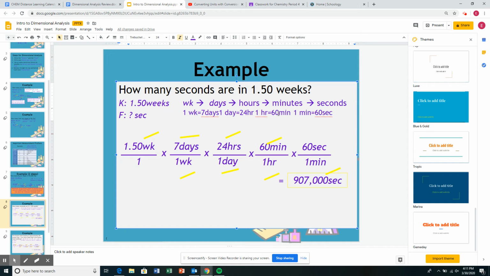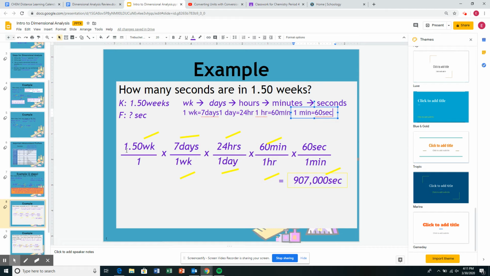Our conversion factors are listed here. There are 7 days in 1 week. 1 day equals 24 hours. There are 60 minutes in 1 hour. And there are 60 seconds in 1 minute. We know all of these. These are not something that we need to look up. But if you were unsure of your conversion factor, you could go to Google and ask how many grams are in a milligram, how many decagrams are in 1 gram, etc.